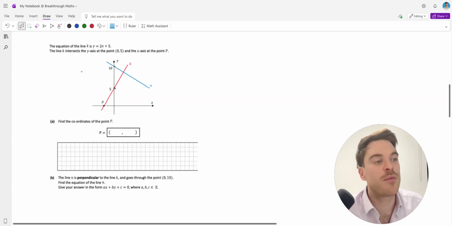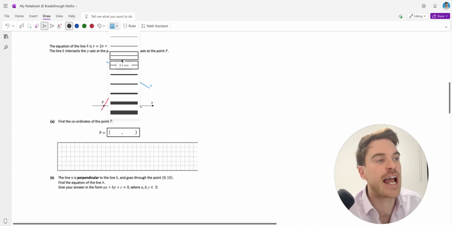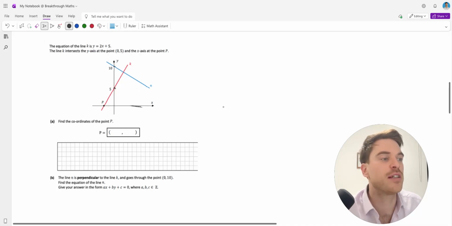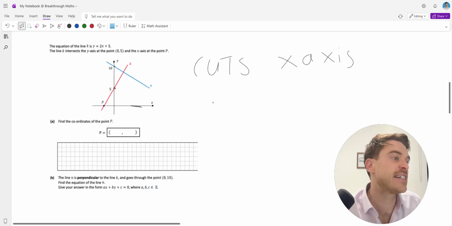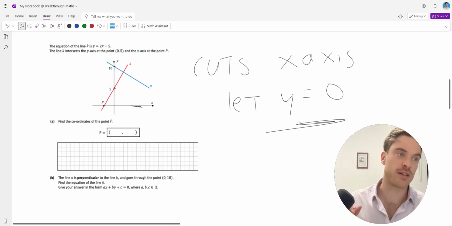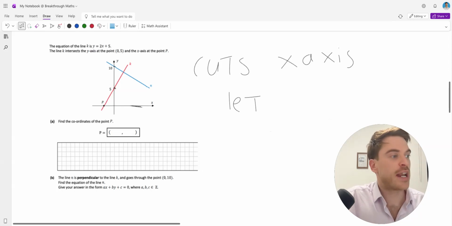So P, remember, is what axis? What axis is this, guys? Come on, guys. It is the x-axis. So with that in mind, since it cuts the x-axis, we should write this down: what do you let equal 0? Let y equal 0. That is what you have to do. So we can let y equal 0 here.